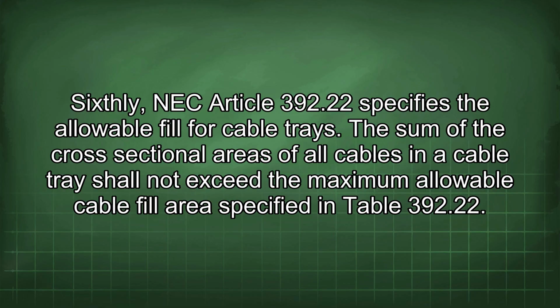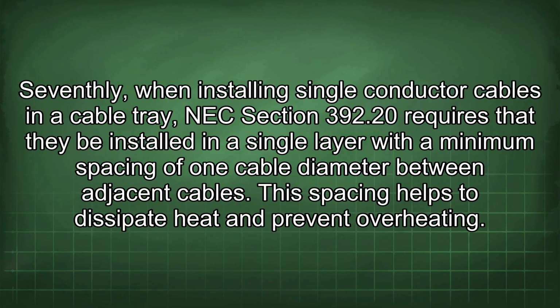The sum of the cross-sectional areas of all cables in a cable tray shall not exceed the maximum allowable cable fill area specified in Table 392.22. Seventhly, when installing single conductor cables in a cable tray, NEC Section 392.20 requires that they be installed in a single layer with a minimum spacing of 1 cable diameter between adjacent cables. This spacing helps to dissipate heat and prevent overheating.